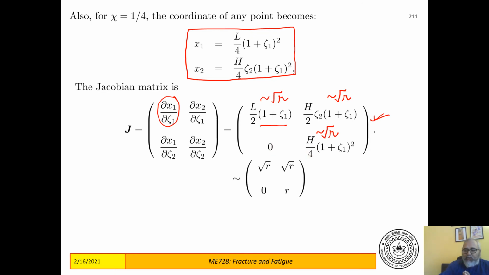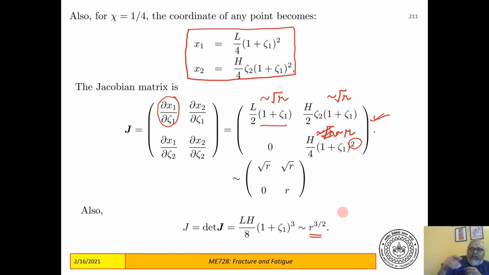This has a square, so this will have r. This will go as r. This is square here. So these will go as root r, and this will go as r. So this will be the form of the Jacobian. Obviously, there would be some zeta 2 terms, but root r is included in the Jacobian. So the determinant of the Jacobian will also contain zeta 2, but the determinant would vary as the product of these two, that is r to the power 3 by 2. The determinant of J would go as r to the power 3 by 2.